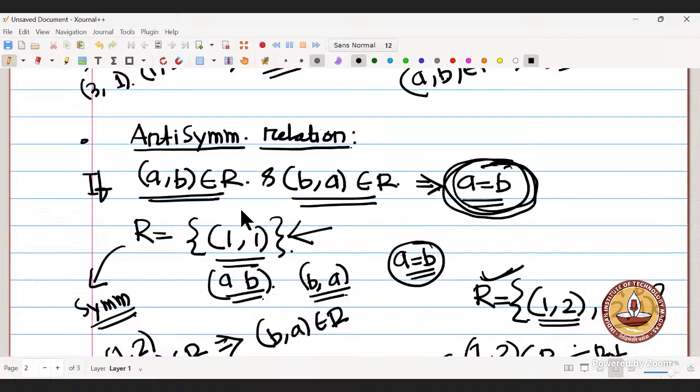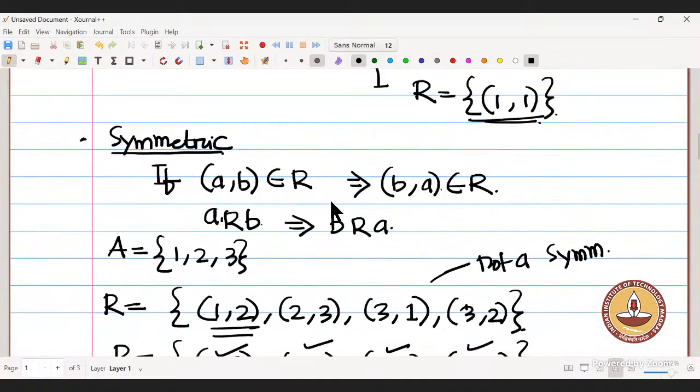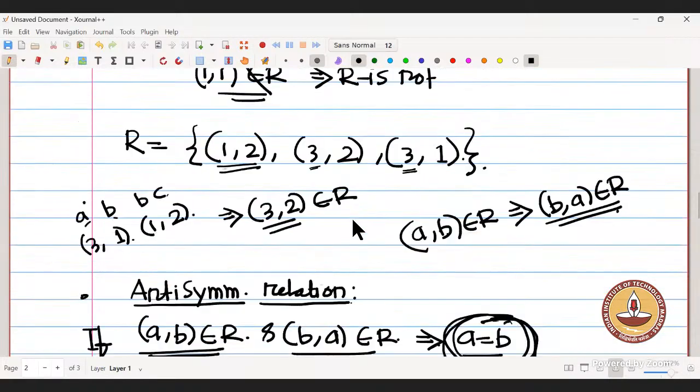So there is a huge difference between a symmetric relation and an anti-symmetric relation. I'll suggest you try to see the definition of a symmetric relation. There is a definition of symmetric relation which is very natural, for this word symmetry.